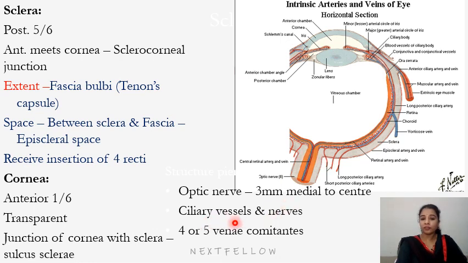Next, the ciliary vessels and nerves, which also pierce the sclera. You can see the ciliary vessels and nerves surrounding the optic nerve, and the vena comitatus, the vortex veins. These veins pierce the middle of the sclera, at the junction between the sclerocorneal junction anteriorly and the posterior pole. Somewhere in the middle of the sclera we can see the vortex veins or vena comitatus piercing the sclera. So these are the structures piercing the sclera.